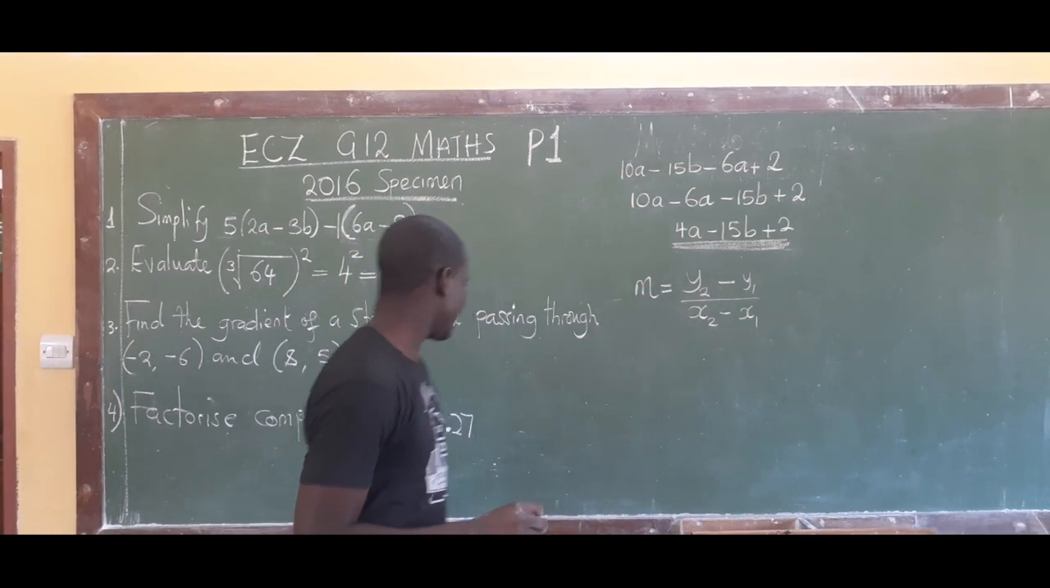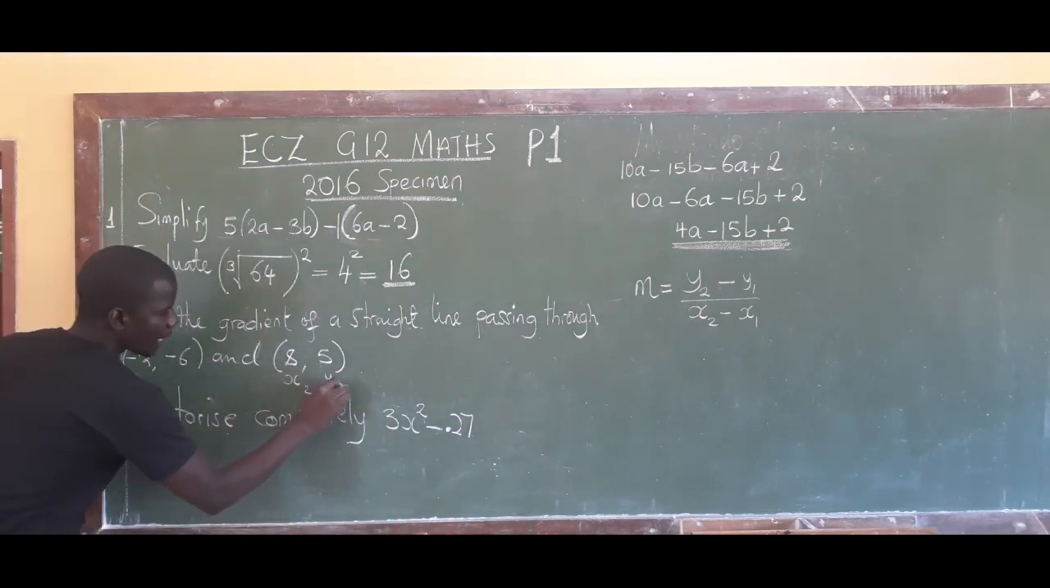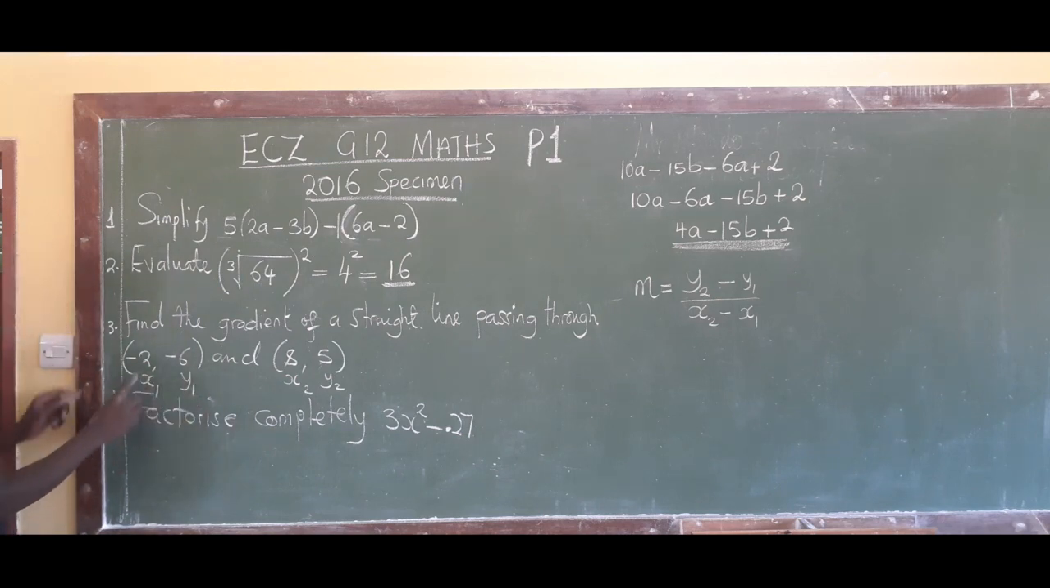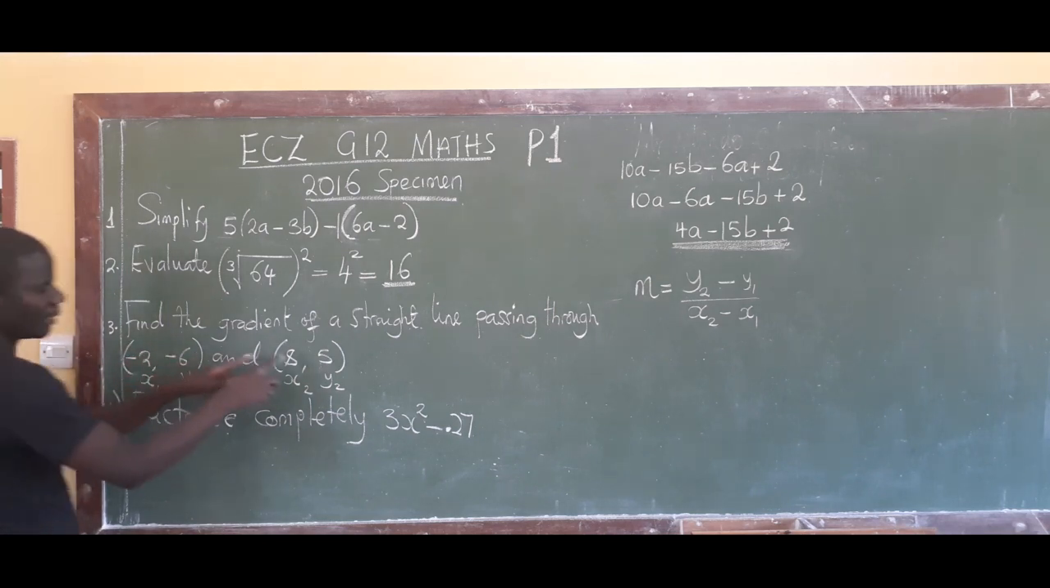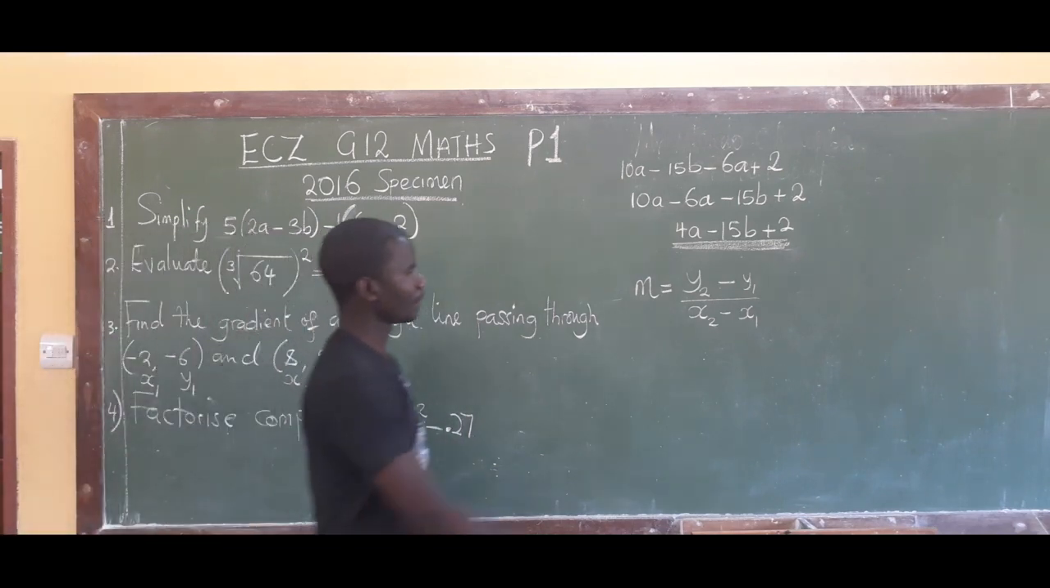Let us assign this, so this is going to be x2 and this is y2. This is the y coordinate from the first point, so it is y1, and this is x1. This is the x coordinate and this is the y coordinate. So we begin now to transfer.